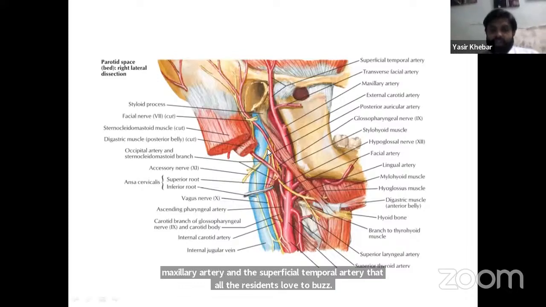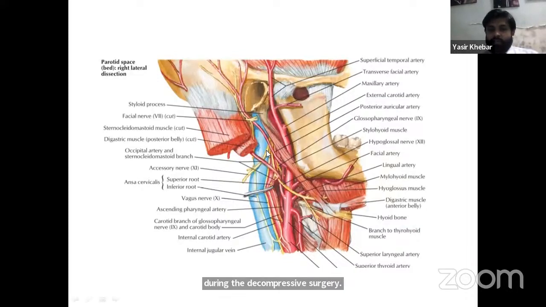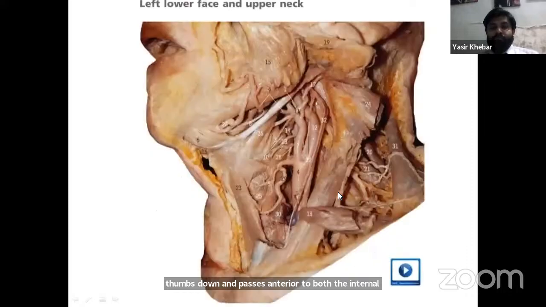Then we have the various nerves as well. The accessory nerve passes lateral, superficial to the internal jugular vein, goes back. We have this hypoglossal nerve. Very clearly, you can see that hypoglossal nerve comes down and passes anterior to both the internal carotid and the external carotid and goes on to pass deep to the mylohyoid.